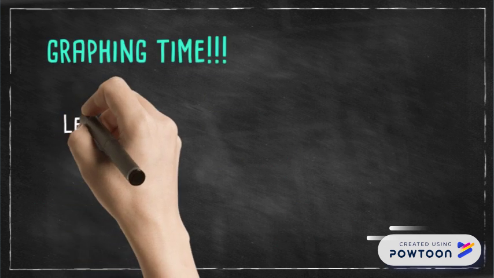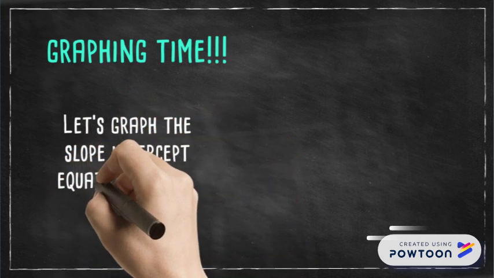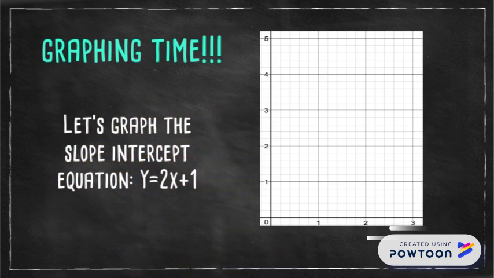So now let's graph the slope-intercept form. y equals 2x plus 1 is the slope-intercept equation. When I graph it, I put down the y-intercept, which is positive 1, and then I can do rise over run to find the next dot. Rise 2, run 1. Rise 2, run 1. And I can keep doing this to form a straight line.